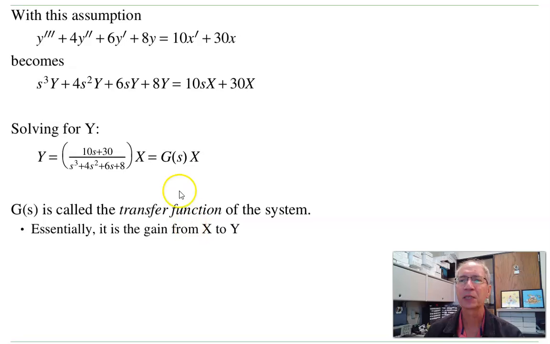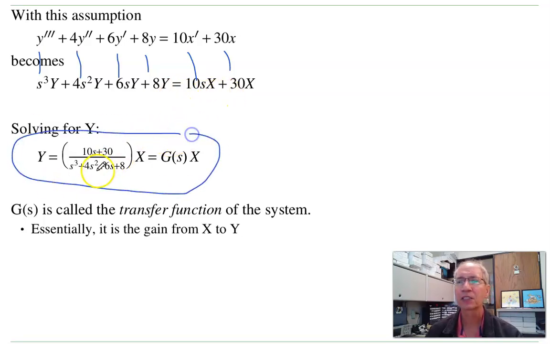With that assumption, I can take my differential equation and turn it into an algebraic equation or a transfer function. S means derivative, so third derivative would be s cubed, second derivative s squared, first derivative just s, derivative of x, sx. So this is the same thing as that differential equation, just using different notation. What that does is I can factor out the y's and solve for y in terms of x. I get this. This is called the transfer function. It's also the gain. The gain from x to y is a function of s.